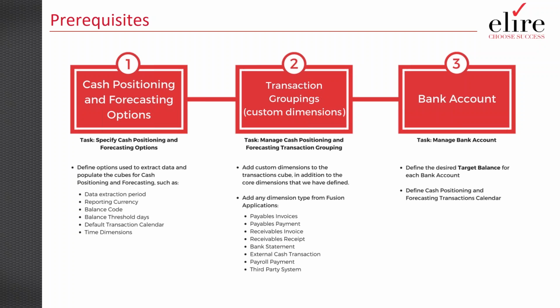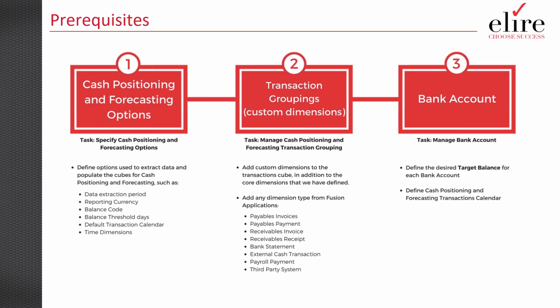To start with cash forecasting and positioning options, we use this task to define options used to extract data and populate the cubes for cash positioning and forecasting. That includes data extraction period, reporting currency, balance code, threshold days, dimensions, and calendar.